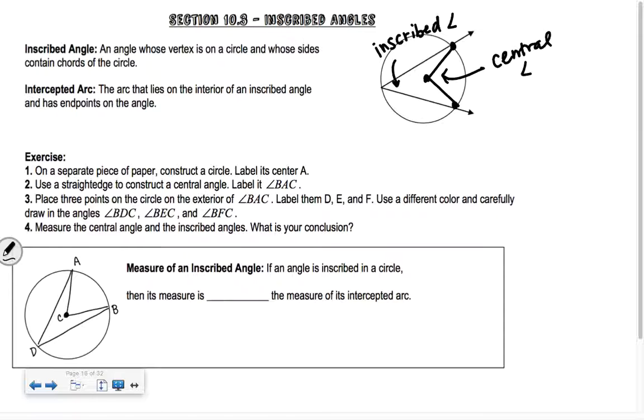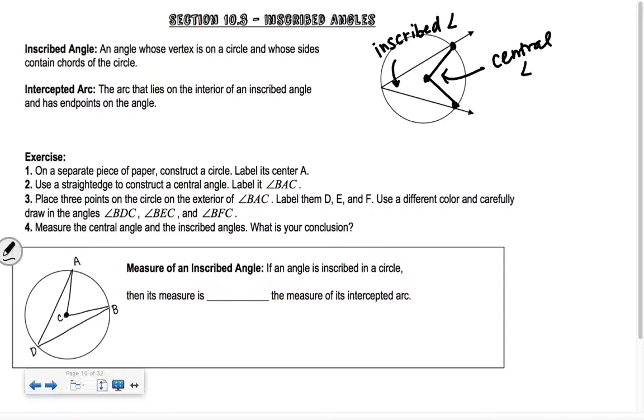The central angle looks like it's more than 90 degrees probably, right? But the inscribed angle looks like an acute angle. Do we see that? So they are not the same, but they're related to one another. It ends up being exactly double the other one. So the central angle is double the inscribed angle.